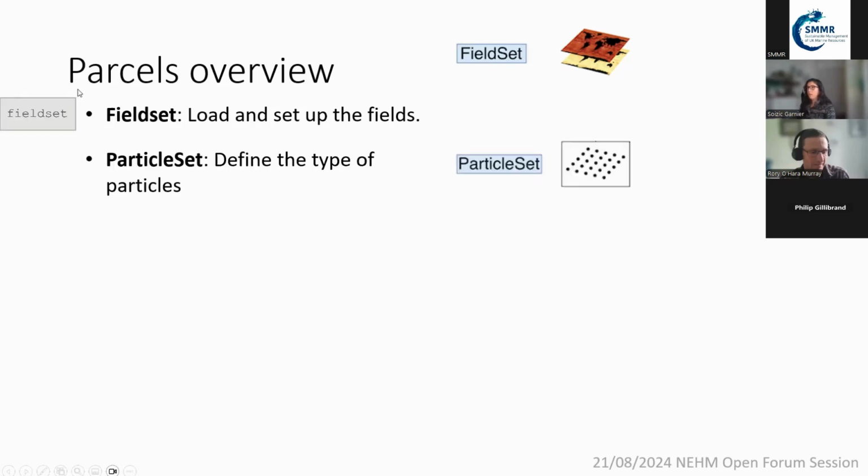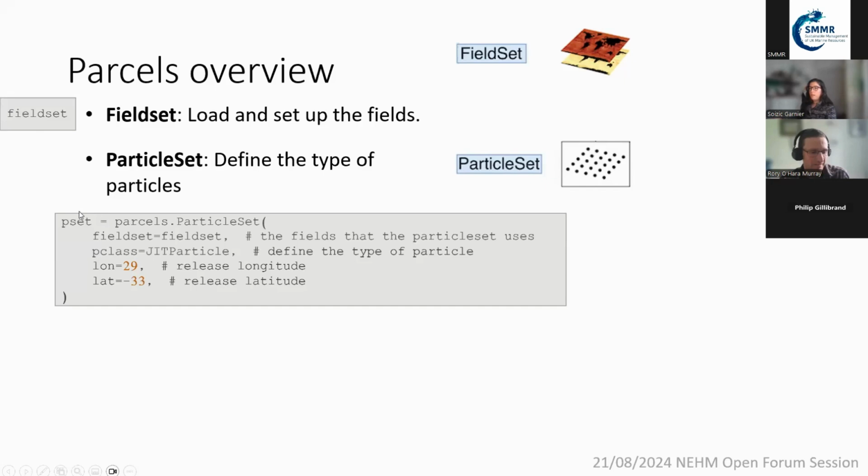So once we've done that, we have an object field set that stores the field we're going to be using to move the particles in the simulation. Now we need to define the particles in a particle set object.